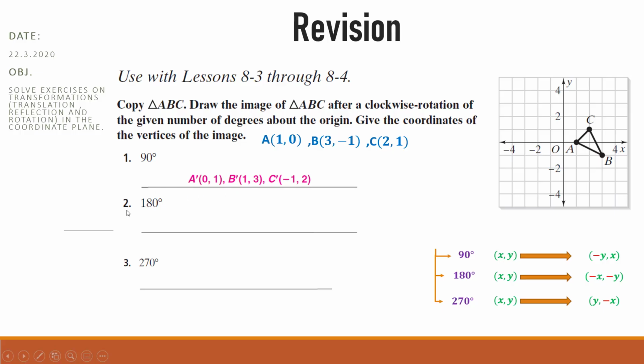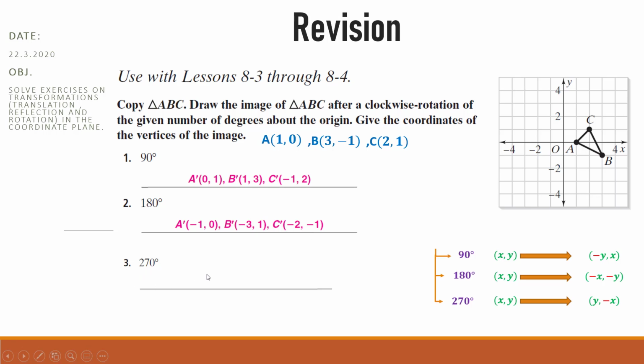Welcome back. In number 2, the same points A, B, and C. And what are we going to do? Don't change places, just opposite the 2 signs. So A is 1 and 0, it will be negative 1 and 0. B prime will be negative 3 and 1, and C prime will be negative 2 and negative 1.